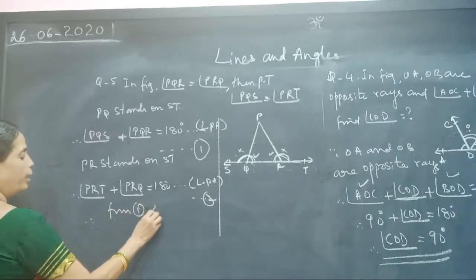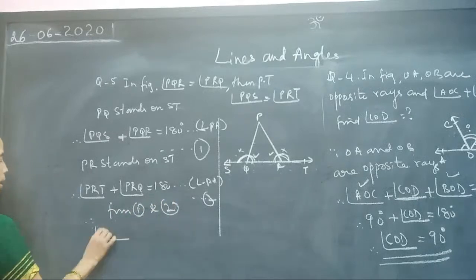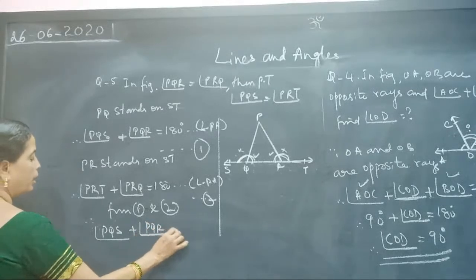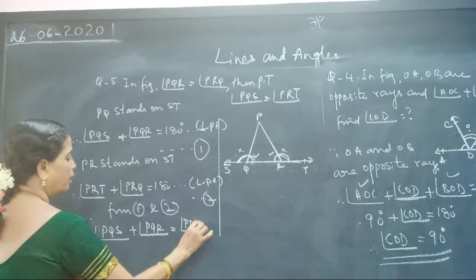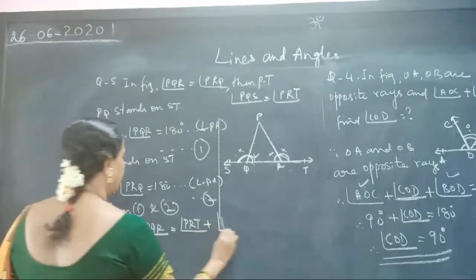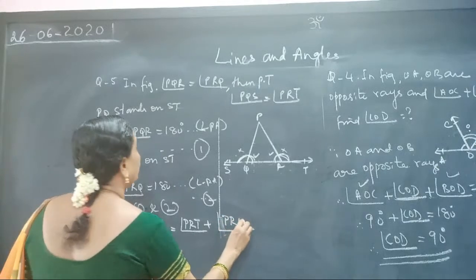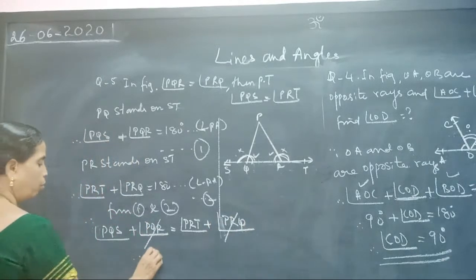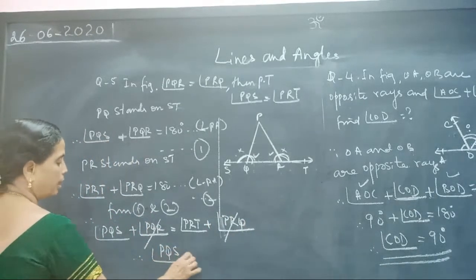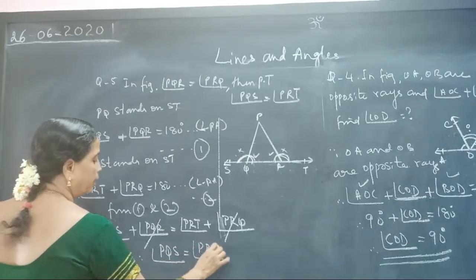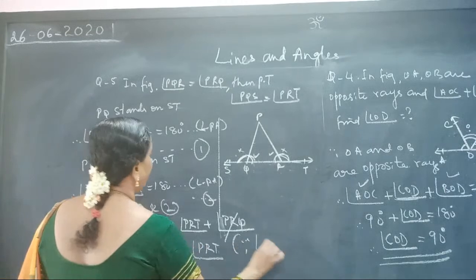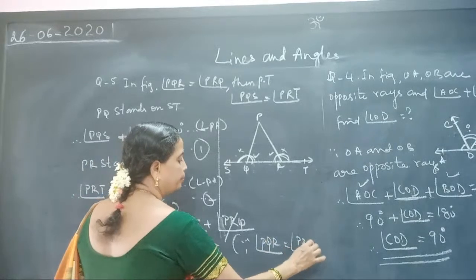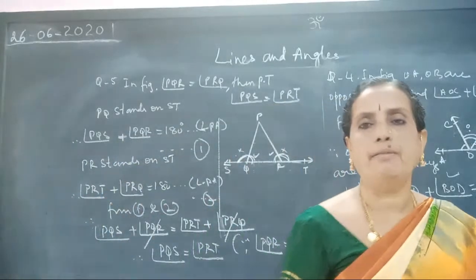the results 1 and 2 we get angle PQS plus angle PQR equals angle PRT plus angle PRQ. But PQR equals PRQ is given, therefore angle PQS equals angle PRT. In brackets you write, since angle PQR equals PRQ.